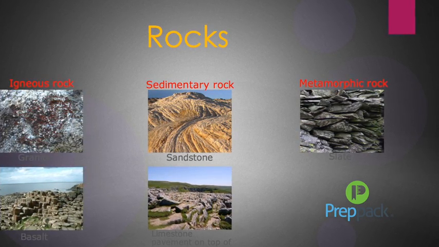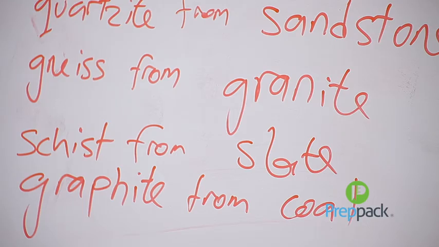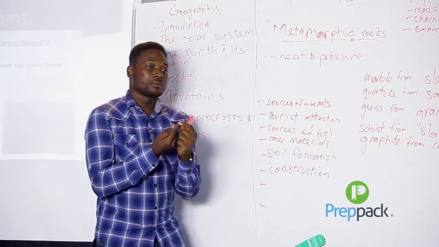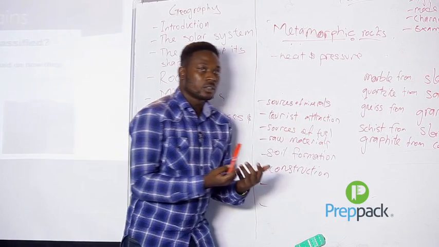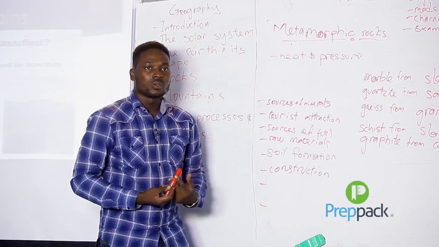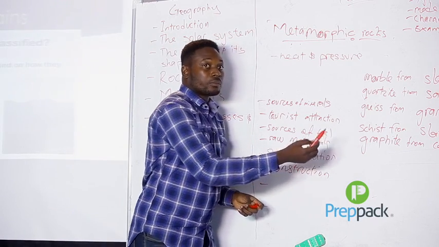And slate, which is a sedimentary rock, when it metamorphosizes, it goes to schist. And then graphite, which is formed from coal. Graphite is actually what they use for pencil. So if you look at the lead in your pencil, it is made from graphite. So looking at the uses of all the rocks together. Like I said, graphite is used for pencil.